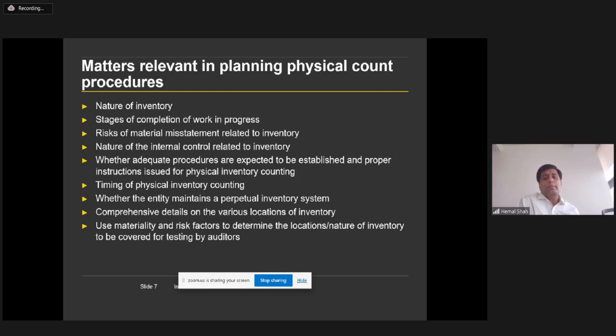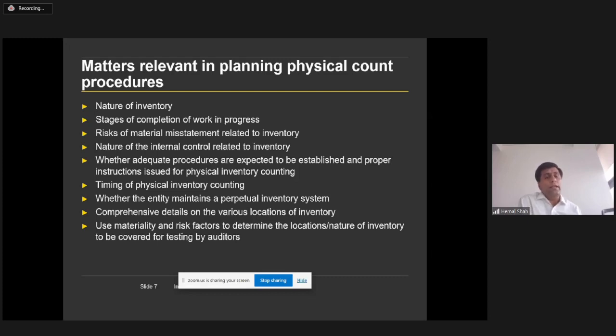If the company is maintaining a perpetual inventory system, again, the auditor should go through the perpetual inventory system. How is the management doing the perpetual inventory count? What are the records being maintained? How are the corrective actions taken by the management? Who is doing the perpetual physical count? Those things are very critical. Comprehensive details of various locations of inventory. I have seen that in many companies, the details of inventory are kept quite meticulously, so that also gives comfort to the auditor.